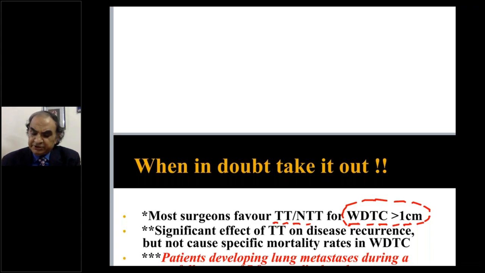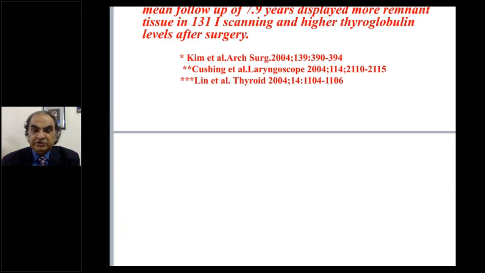It has been observed in this study, which I'll show you when the slide moves over to the next slide, that total thyroidectomy reduces the risk of recurrence, but there is no difference in the cause-specific mortality. And this was an observation in well-differentiated thyroid cancers. Patients developing lung metastasis during their follow-up were those where we had done less than total thyroidectomy and radioactive iodine was not given. So radioactive iodine is also very, very important. These are the guidelines and the data that I wanted to share with you.